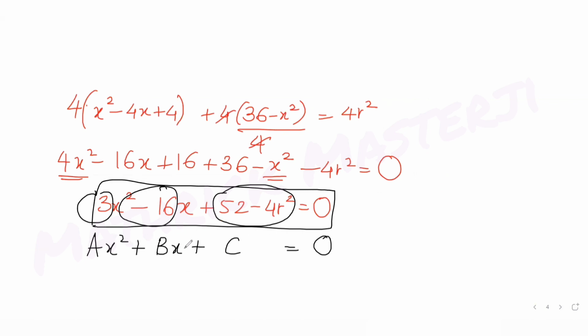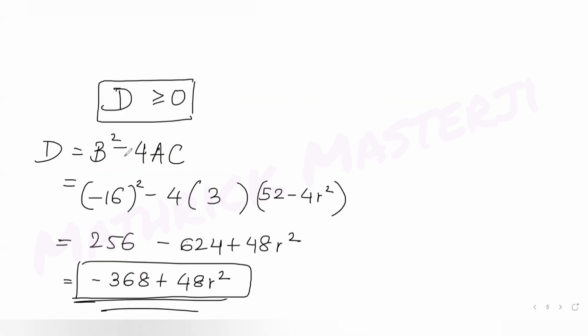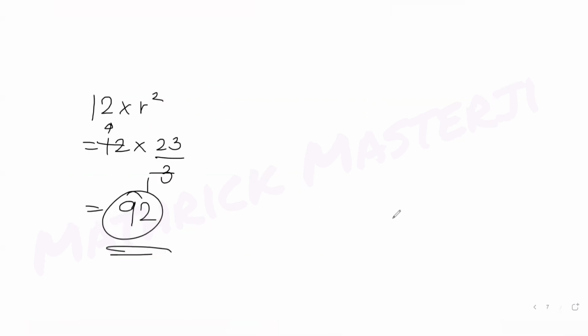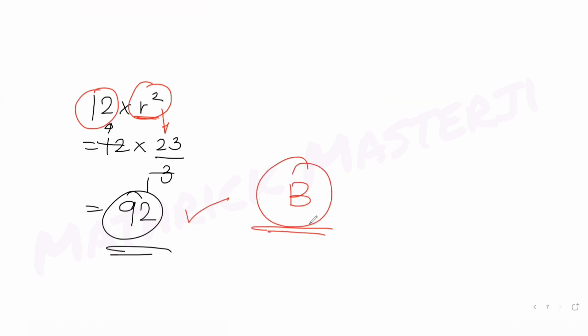Comparing that quadratic with ax square plus bx plus c, you get a, b, c. Then you find the value of the discriminant and equate it with 0, because you need to find the minimum value of the radius, because you have to inscribe the circle in the ellipse. With that, you get r square as 23 by 3. You don't need to even find r. You just substitute the value of r square as 23 by 3, because what was asked is r square multiplied by 12. What is the value of that? 92. That matches with option B. So you get the correct answer for the question given to us.